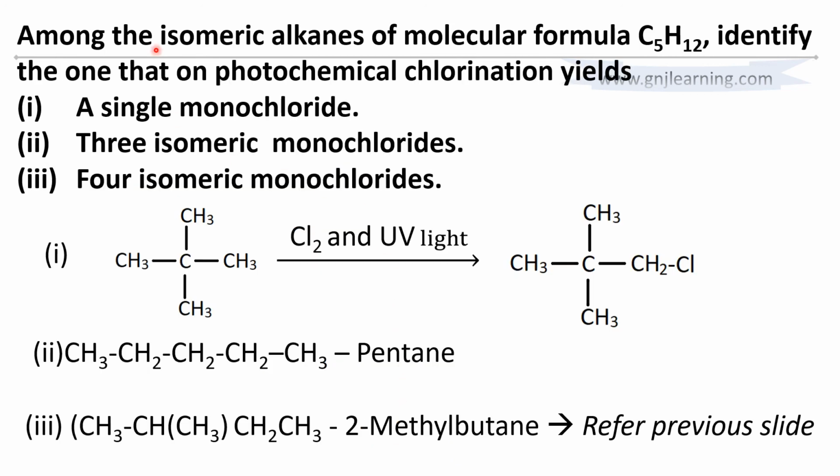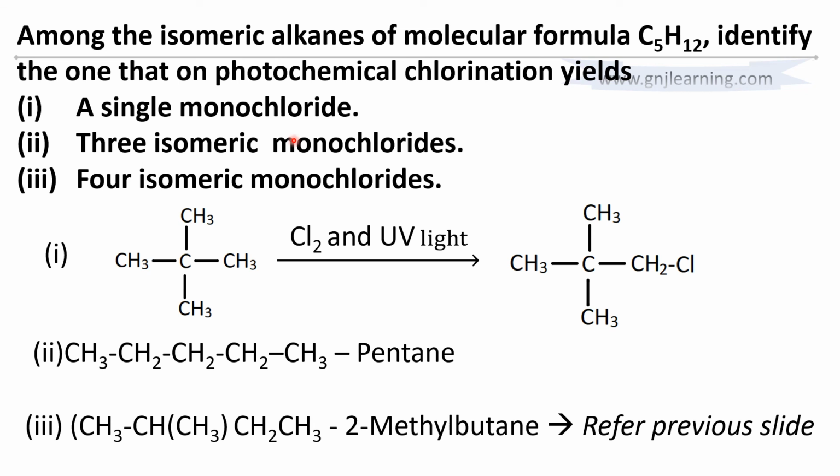Next, among the isomeric alkanes of the molecular formula, we have again another pentane here. Identify. So they are asking for isomeric alkanes. In the last question they were asking about isomeric monosubstituted products of a particular structure. Here, what they are asking is, given the molecular formula, we have to consider all the isomers of pentane. Identify the one that on photochemical chlorination yields a single monochloride. When photochlorination is carried out, which of these isomers will give a single monochloride.